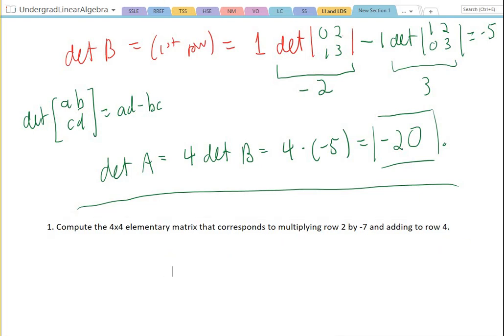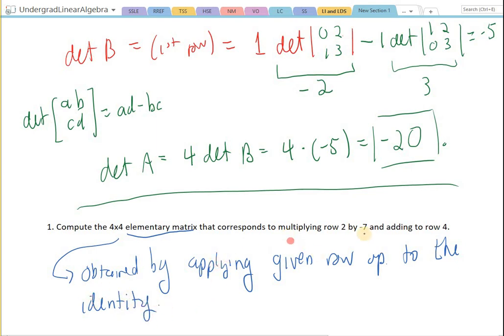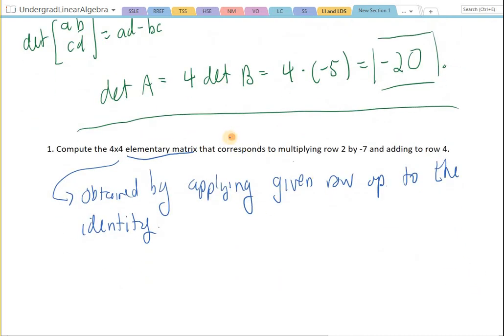All right. So the thing about an elementary matrix: it is obtained by applying the given row operation to the identity. So the idea is very simple. If I give you a row operation, you apply that row operation to the identity, and that gives you the elementary matrix. That's all there is to this.